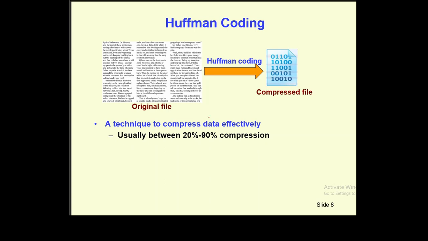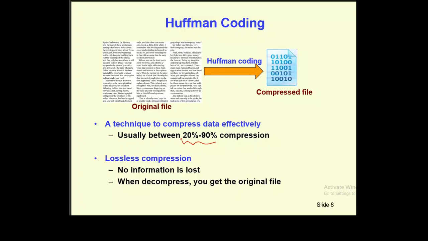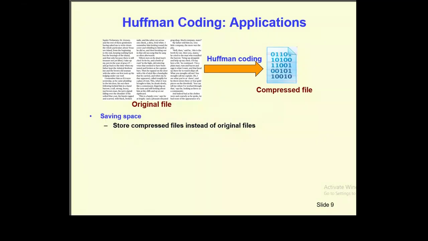The effectiveness in the case of Huffman coding will be 20% to 90%. The compression using Huffman coding is lossless, meaning no information is lost. When we decompress the file, we get the original file as it was originally. Saving space is one of the benefits of Huffman coding, like we can store the compressed file instead of the original file.